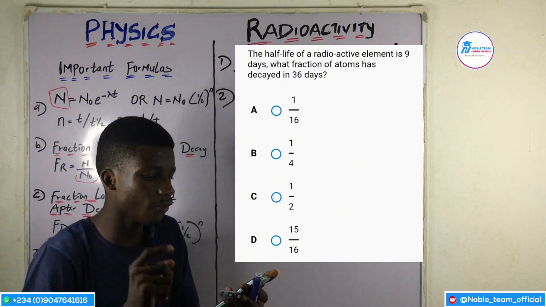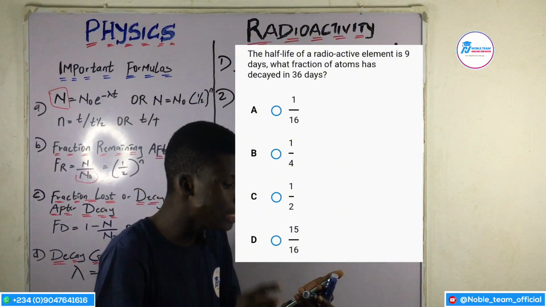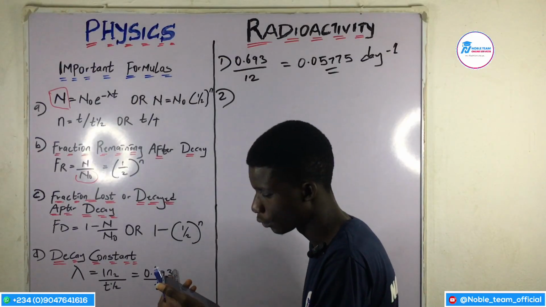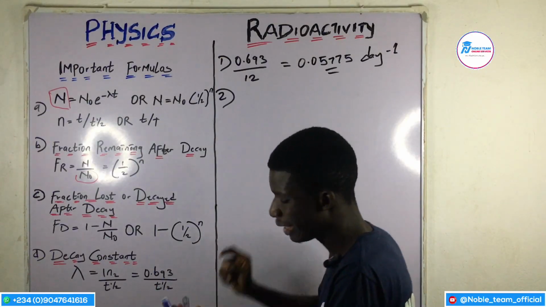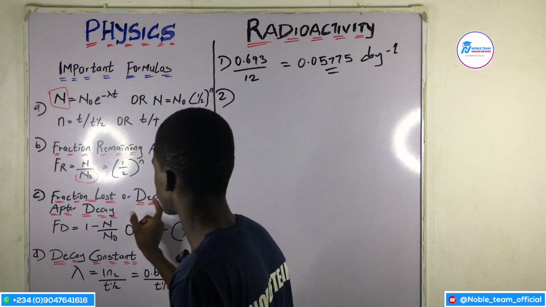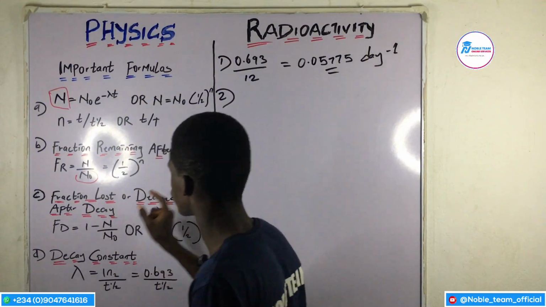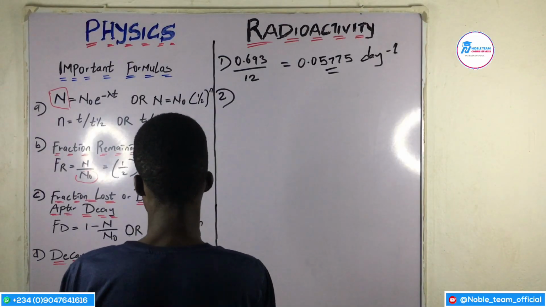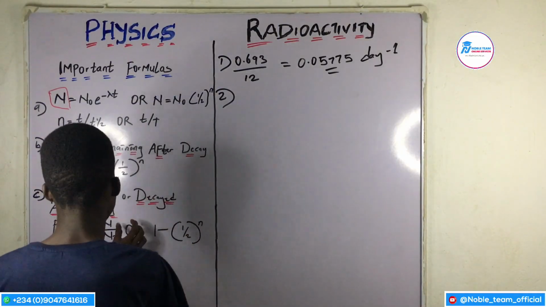What fraction of atoms has decayed in 36 days? They said what fraction have decayed in 36 days. So we are using this formula. We are being asked to get the decay, the fraction lost, or the fraction decayed. Now this is the formula we are going to be using. Either we use this or this.